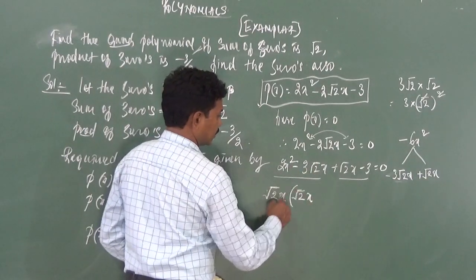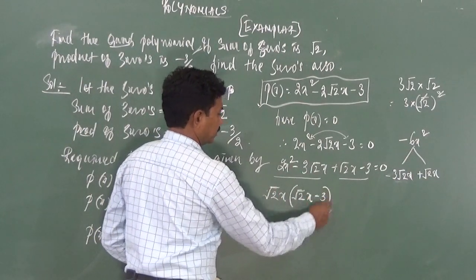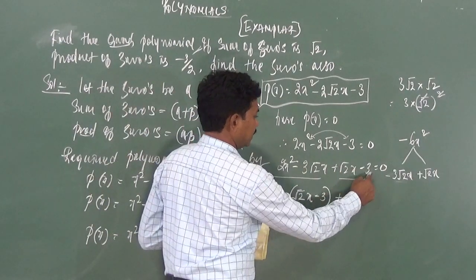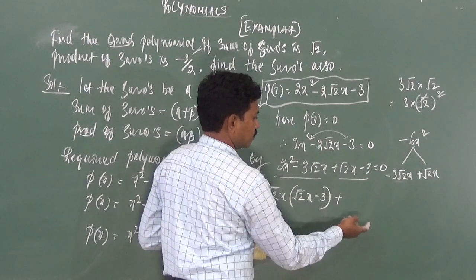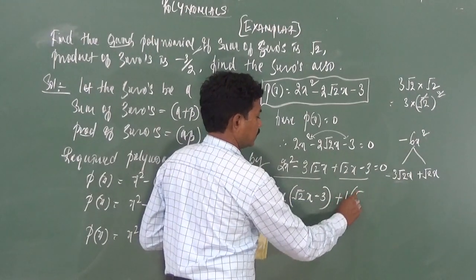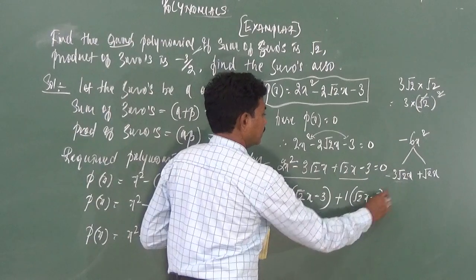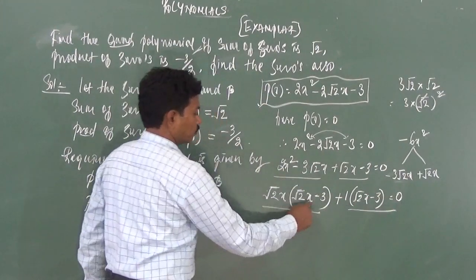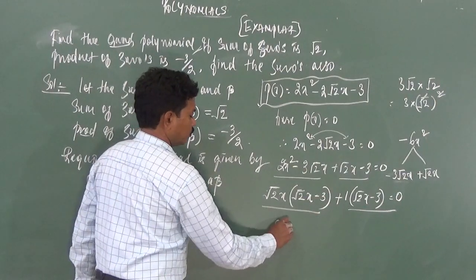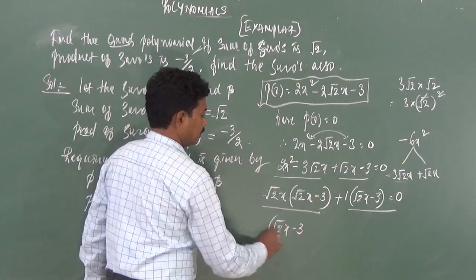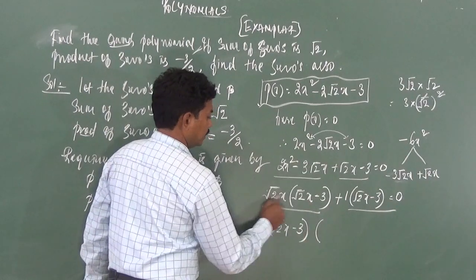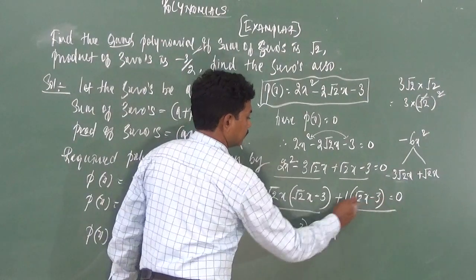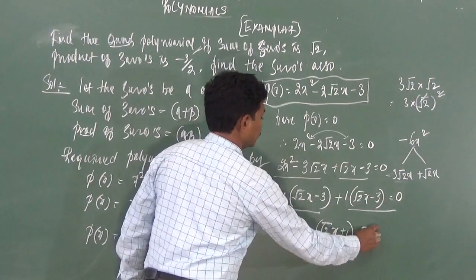So root 2x is taken out, and therefore we are left with 3 here. Here plus root 2x minus 3 is there. Nothing can be taken as common here, so we will take 1 as common: root 2x minus 3. Out of these two terms, we can take root 2x minus 3 as common. In the first term you are left with root 2x, and in the second term you are left with plus 1, which is equal to 0.